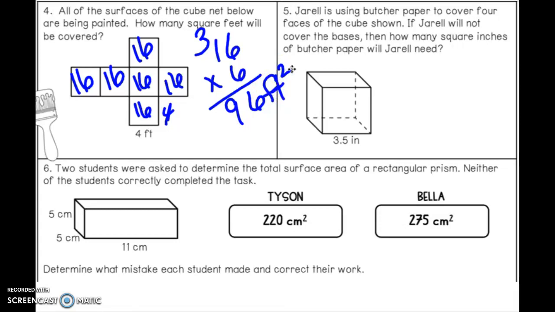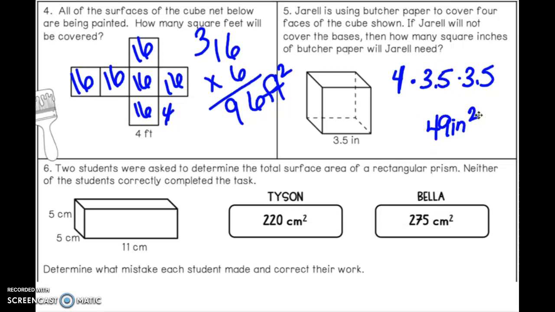The next one, Jarell is using butcher paper to cover 4 faces of the cube. If Jarell will not cover the bases, how many square inches of butcher paper will he need? So there are 6 faces altogether. If you take 2 bases off, you have 4 sides, and each side is 3.5 times 3.5. So when you multiply those all together, you get 49 inches squared.